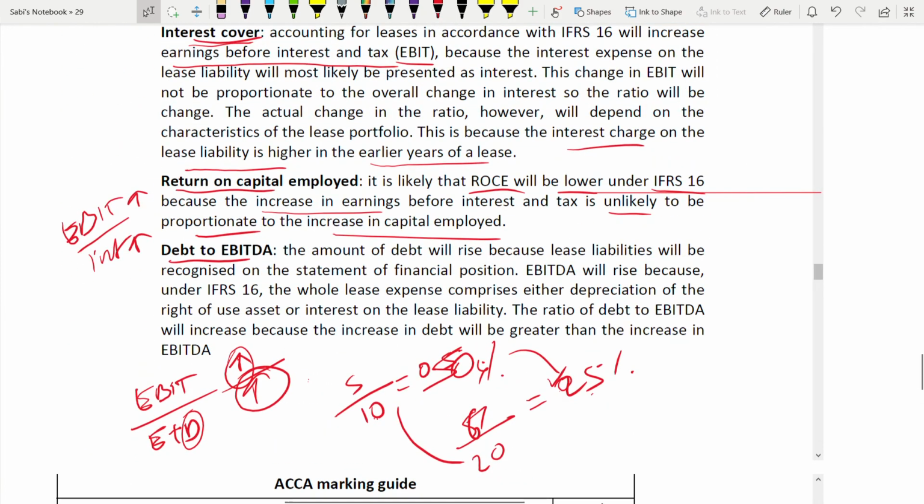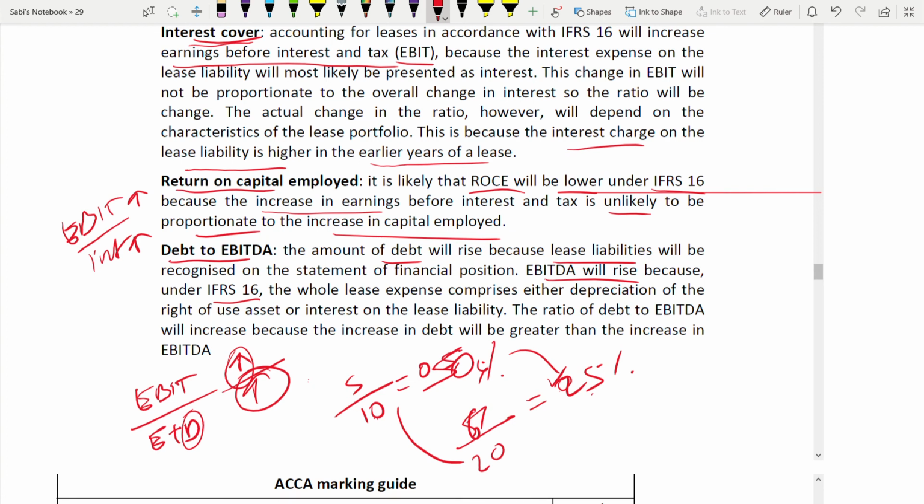Then we are going to go to the marking scheme because this is the end. EBITDA, earnings before interest, tax, depreciation and amortization. So the amount of debt will increase the lease liability, correct? So EBITDA will rise under IFRS 16 because from earnings you are deducting depreciation. Now you have higher depreciation, you have higher tax, you have higher interest because of lease liability. You will deduct it from earnings and earnings will go up.